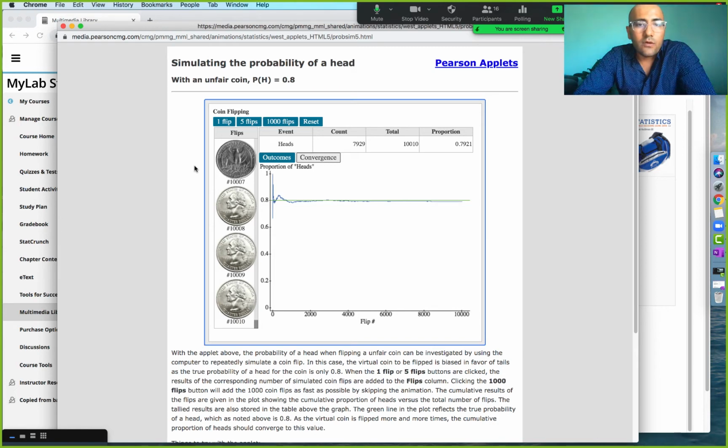So in this case, this coin is clearly not a fair coin that lands on heads and tails with the same likelihood, because if I do it thousands of times, I can see that it doesn't land on about half. It lands at about 80%. Did that answer your question? Yes. Good, good.